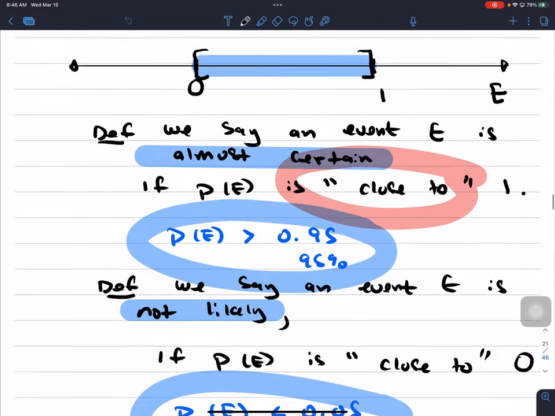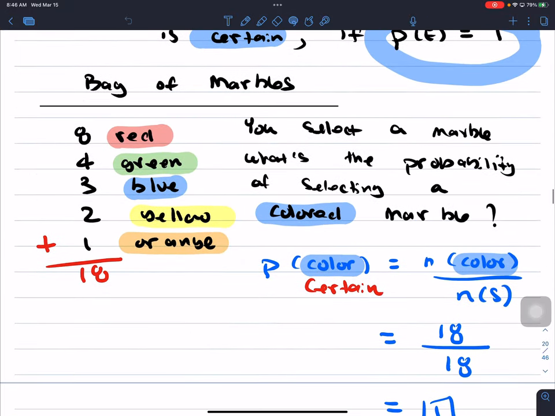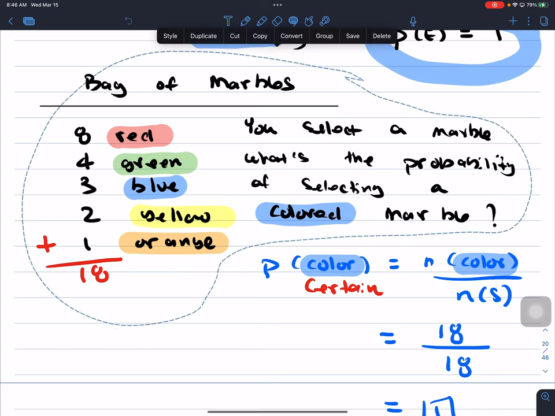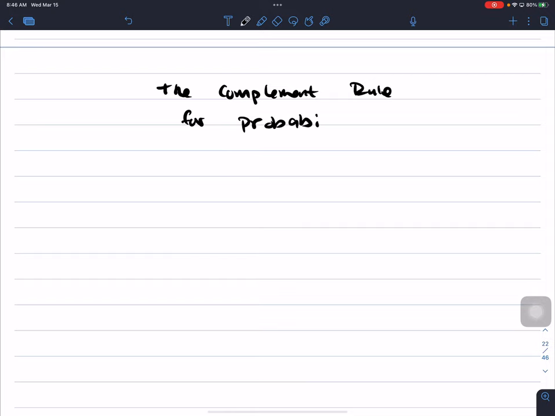I'm going to have you guys do a little bit of warm-up here based on what we did yesterday. Let's go to the marbles here. Okay. So I'm going to continue with our lecture, and we're going to use the complement rule for probability. And here we go.